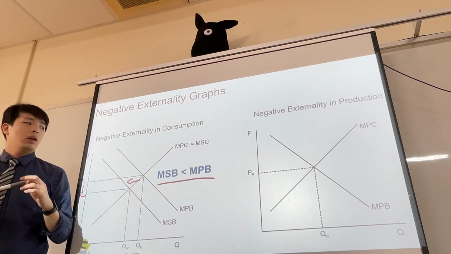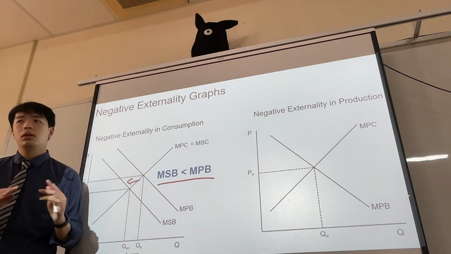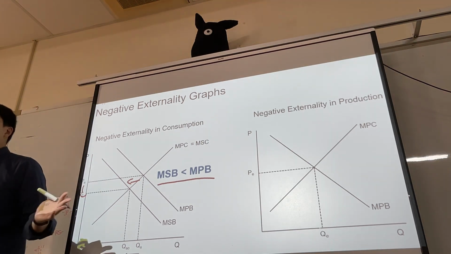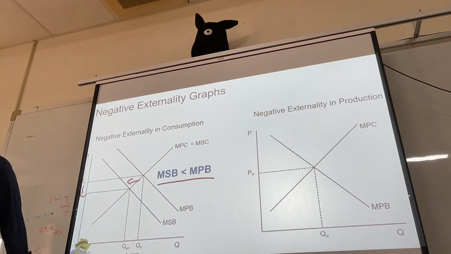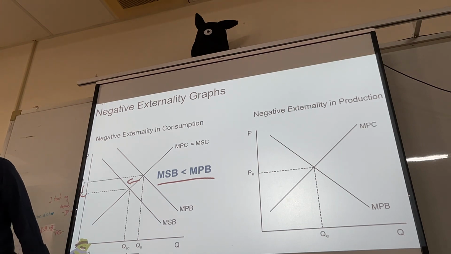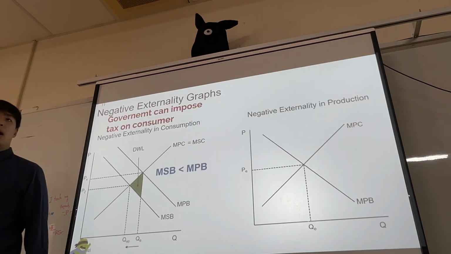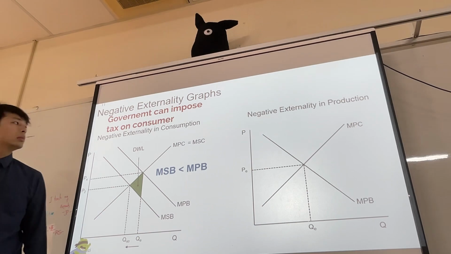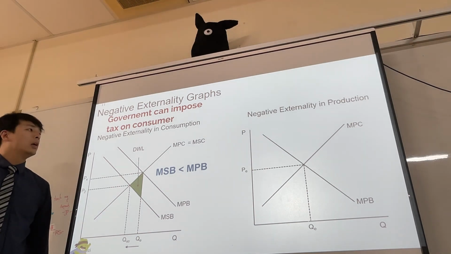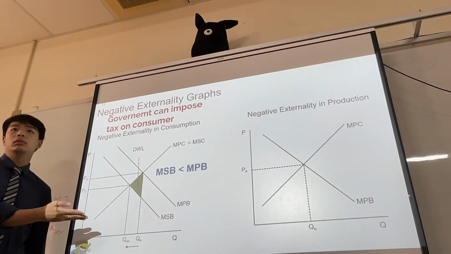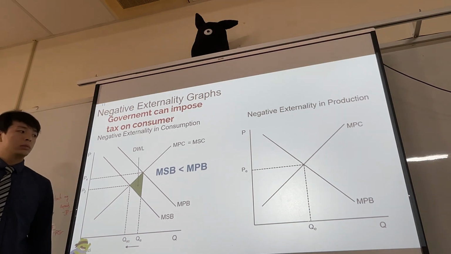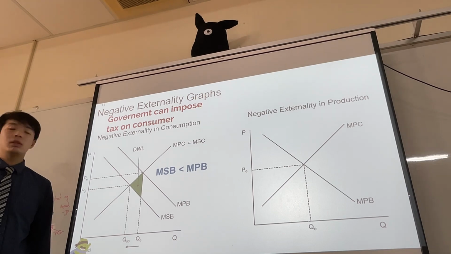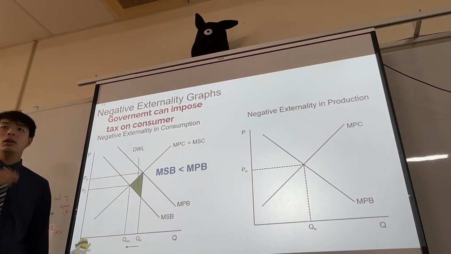Okay? Right? And then, of course, there is a deadweight loss. But don't forget, in 6.1, we learned that externality will create deadweight loss. So your deadweight loss is right here.